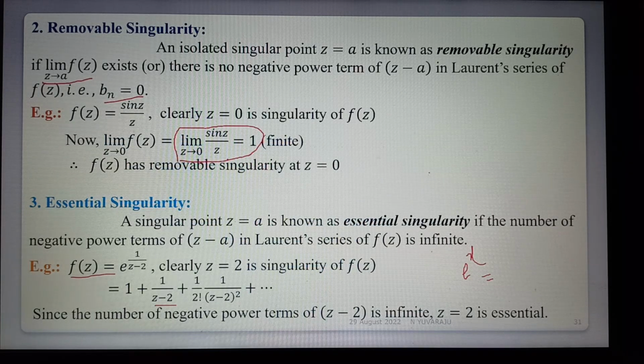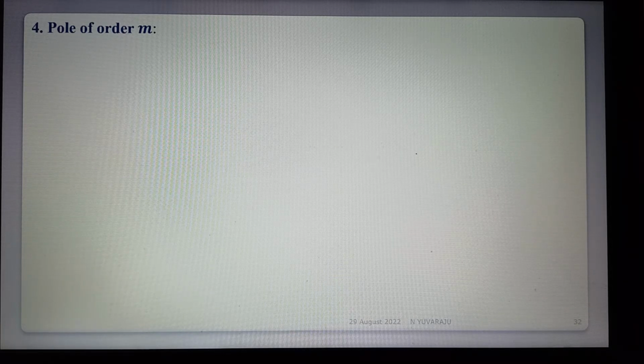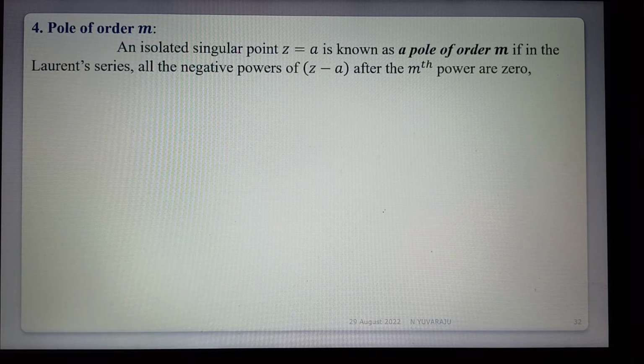Okay, now this is the third one. So next one, the fourth singularity: pole of order m of the given function f of z. See the definition. An isolated singular point z is equal to a is known as a pole of order m if in the Laurent series all the negative powers of z minus a after the mth power are 0.